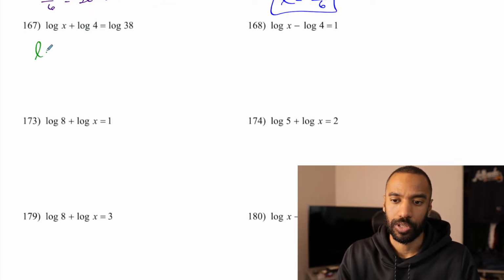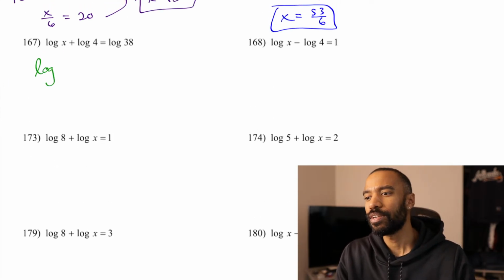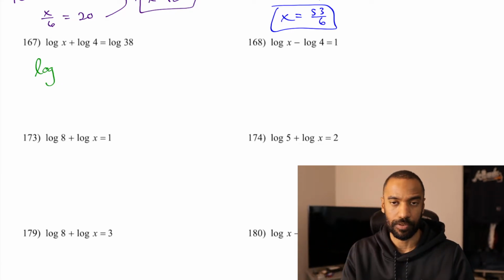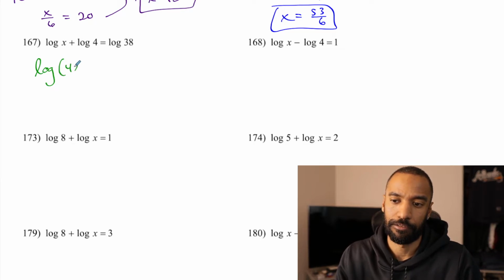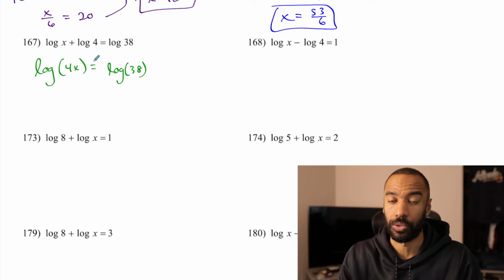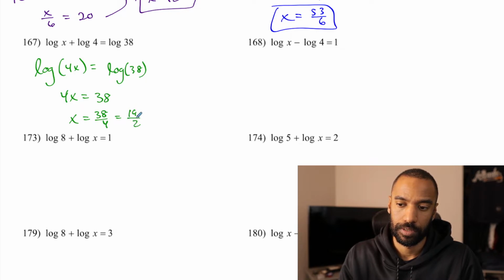This is log of 4x. And again, all these are base 10. It doesn't matter what the base is. The point is they have to be the same base on both sides for these kinds of problems. So this will be log of 4x equals log of 38. As long as they're logs, they have to be the same base. Otherwise, the problems aren't as fun. There are things you could do, it's just not as fun to do. So 4x equals 38. Divide both sides by 4. You get x equals 38 over 4, which is 19 over 2.